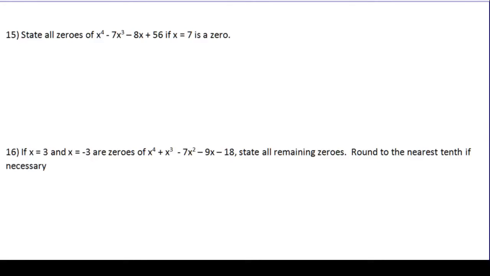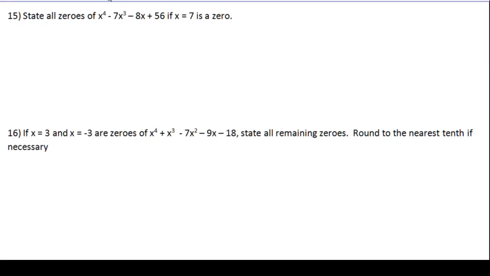Okay, problem number 15 and 16. We're being asked to do some solving now, right? All the rest of them will be solving problems. So this first one is saying state all of the zeros of x to the fourth minus 7x cubed minus 8x plus 56 if we know that x equals 7 is one of those zeros.